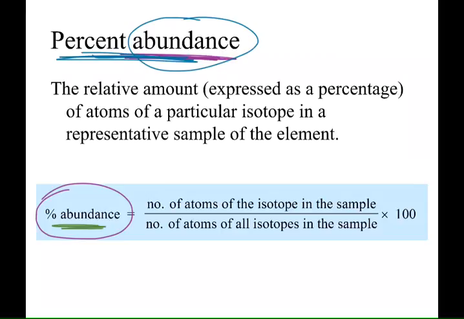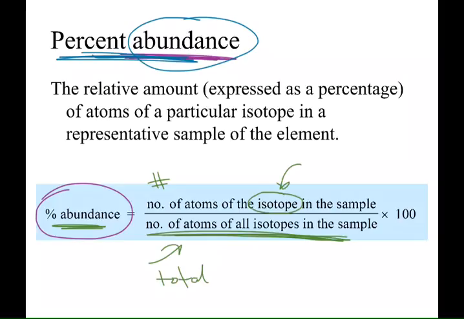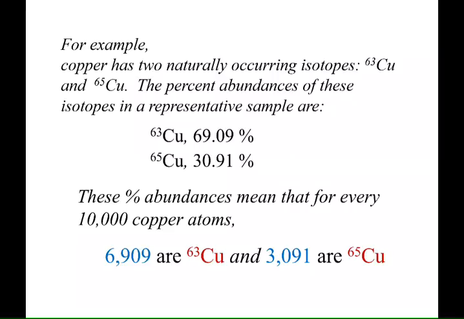What you do is basically go out and get a representative sample in nature of that element. Then you pick out one of the isotopes, and you count the number of atoms that are that isotope divided by the total number of atoms that you got of the element. So this is all isotopes down here. And you take it times 100, and that will give you your percent abundance. Make sense? I think so.